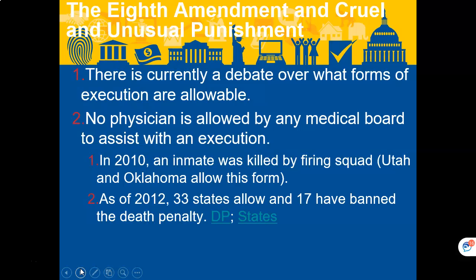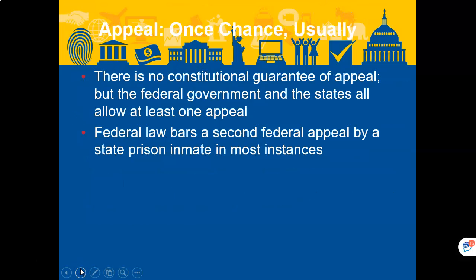A lot of states have backups in case lethal injection ever gets declared unconstitutional. A couple of states still have firing squad, Utah and Oklahoma. There's a couple of states that still have hanging, but all of them have lethal injection as the first choice.